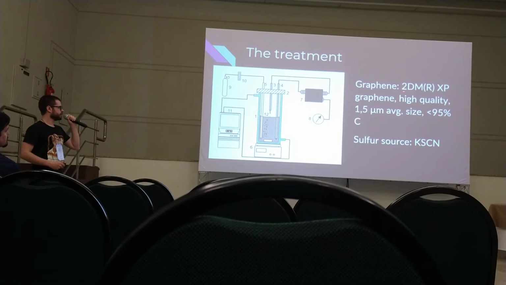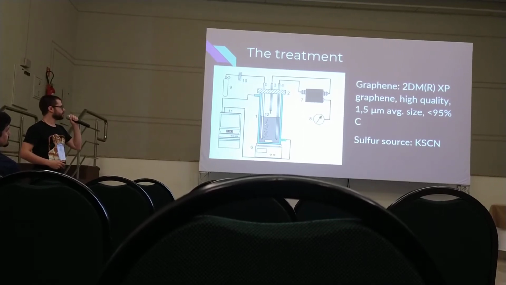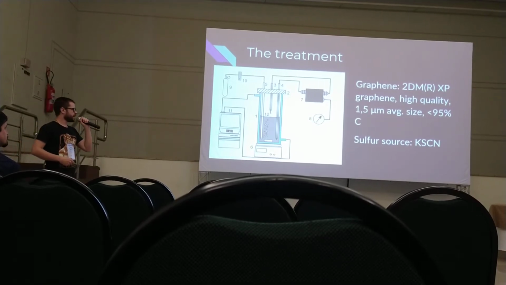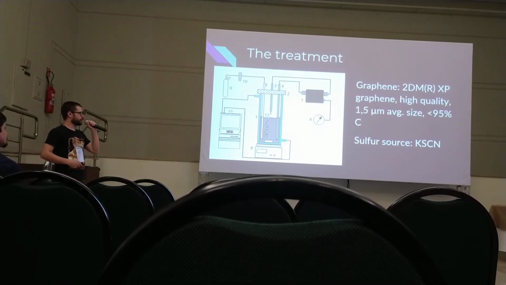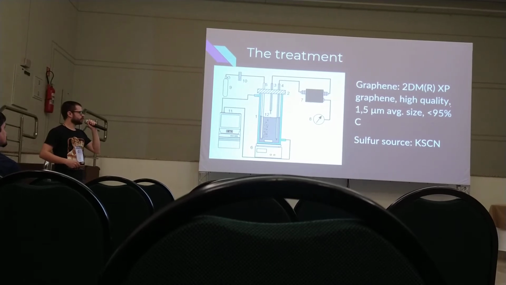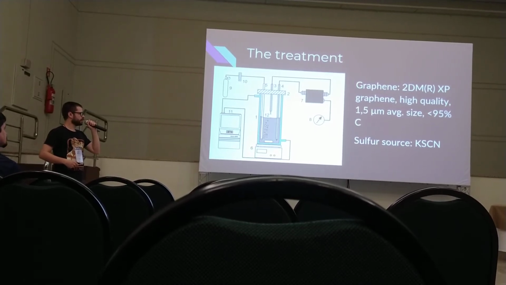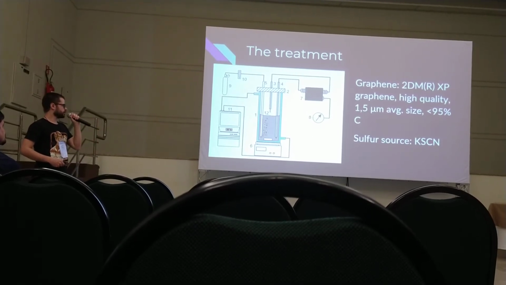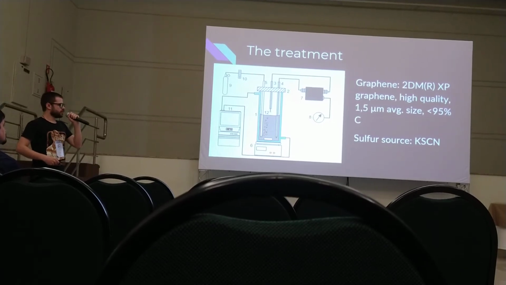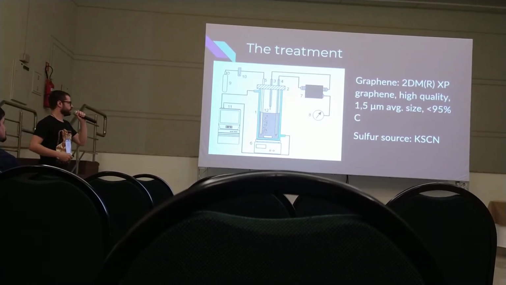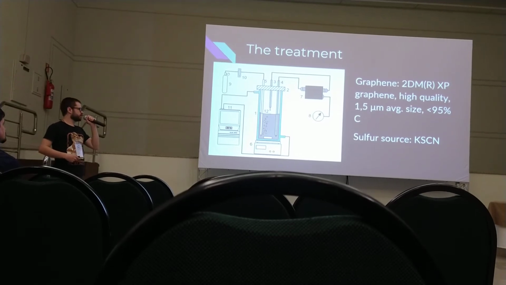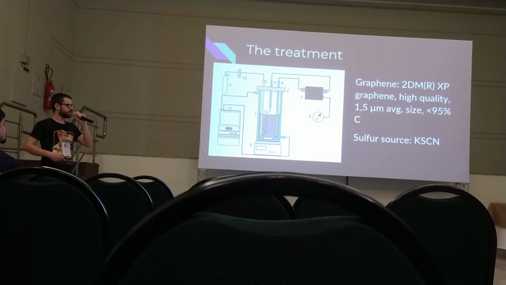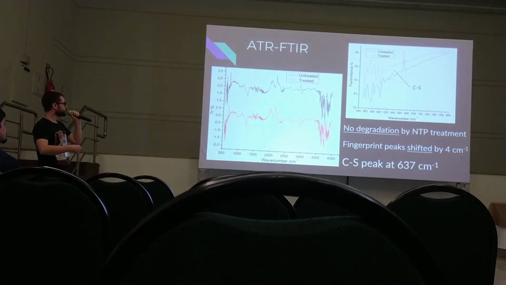And the graphene I utilized is a commercial sample, 2DM XP graphene, which has a very high quality, 1.5 micrometers average size, more than 95% of carbon content. And I used as a sulfur source potassium thiocyanate dissolved into the water, and the material I obtained is more easily dispersed in water, and it has a very good adhesion to gold.